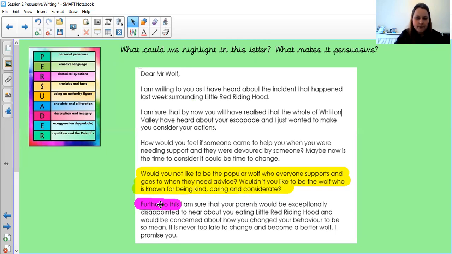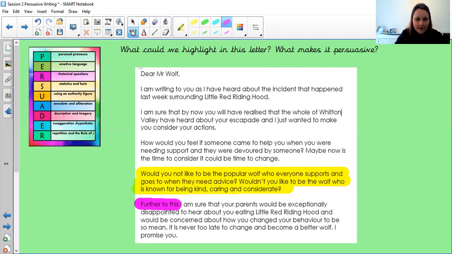And we call those connectives. And they're actually adverbs, okay, because they connect what's happened before. So further to this, that word further, that connective, helps move the text on. It gives another reason why the wolf should change his actions. So I'm going to highlight that because I think that's persuasive.